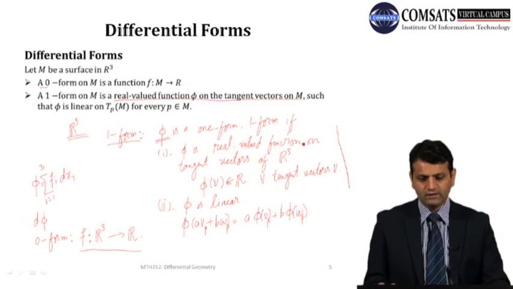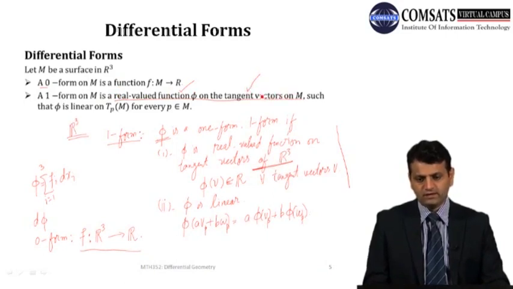So phi is also a real valued function on tangent vectors of R3. जितने भी tangent vectors R3 में हैं उनका ये फंक्शन है, वो इसकी डोमेन है और आउटपुट हमारे पास रियल नंबर्स हैं. और इसी केस में भी अगर सरफेस के ऊपर आप डिफाइन कर रहे हैं तो it is a real valued function on the tangent vectors on M.